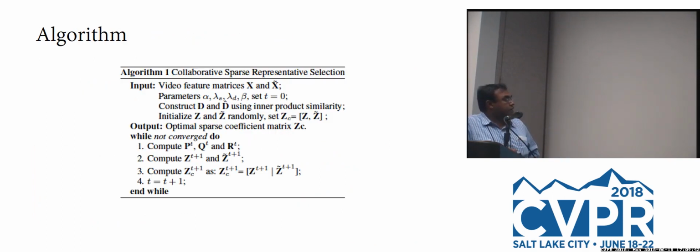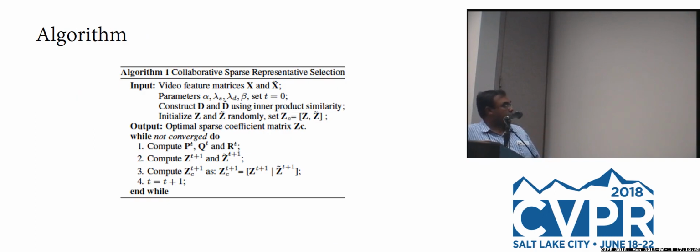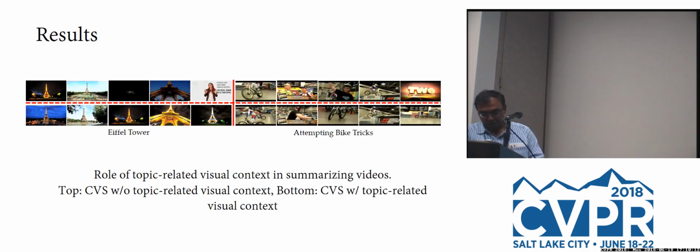So here, this is the overall optimization method using the half quadratic optimization. So you optimize over P, Q, and R. So just to remind, since we lost the signal, these were the P, Q, and R terms that were introduced as part of the augmented cost function. And then you optimize over P, Q, and R, and you optimize over Z, and you iterate over this. And this will give you a locally optimum solution.